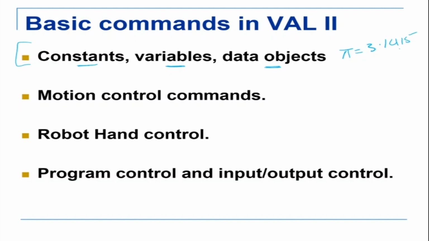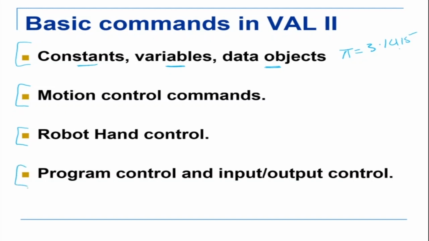The second part of the program is the motion control commands. A robot moves around in space from one point to another point when it does a task. So the second part is the motion control commands, which are going to move the hand or the end effector from one position to another position. The third set is robot hand control. Unlike an NC machine or other machines, a robot has a gripper. So it has to use its hand, for example, open the hand, catch something, close the hand. So there is robot hand control.